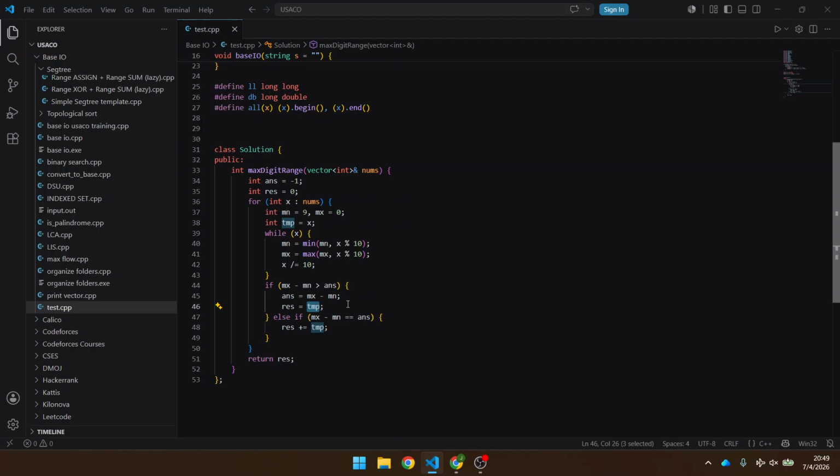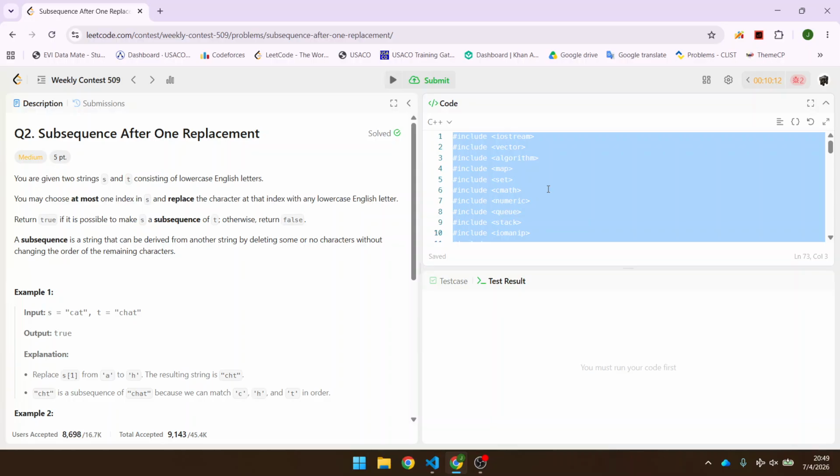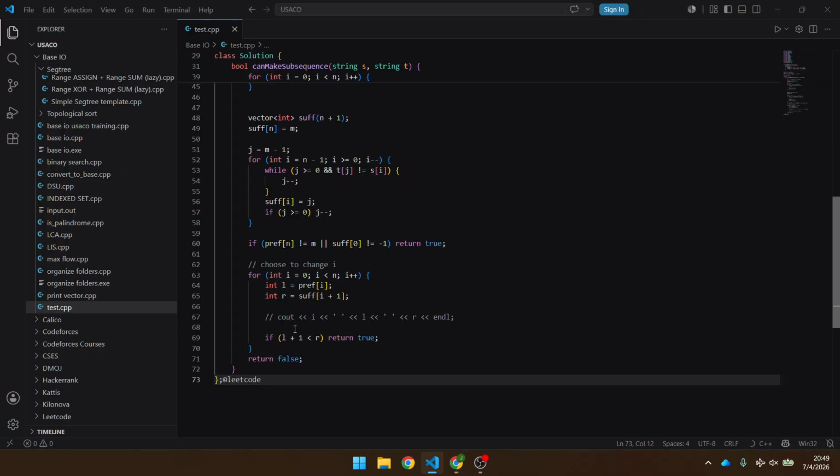Otherwise, if it's equal to the current maximum, we can add it, right? And then we return our answer. So this is just implementation, yeah. And then problem two.